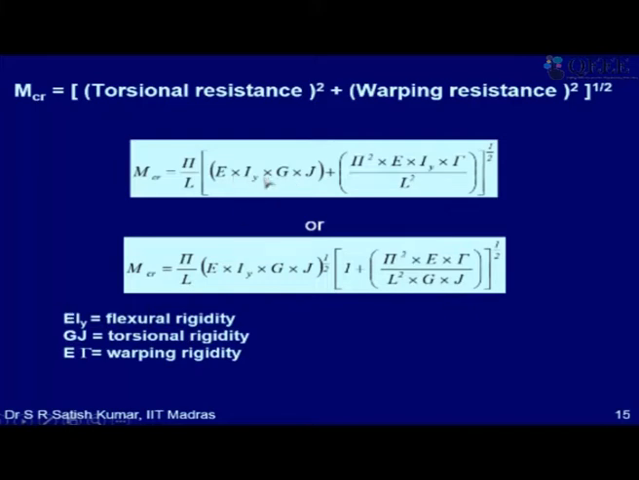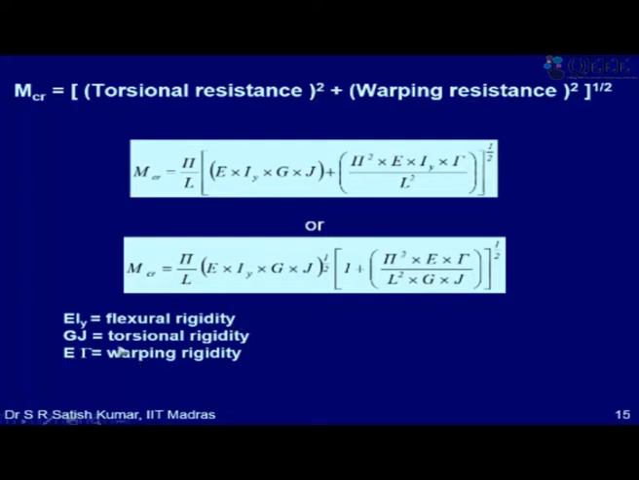So we have three terms, EI, GJ and E gamma, we can say, okay, capital gamma. So EIY is the flexural rigidity about the minor axis, okay. So how easy it is to bend the beam about the minor axis, so it will buckle also easily in the minor axis if that is easy to bend.